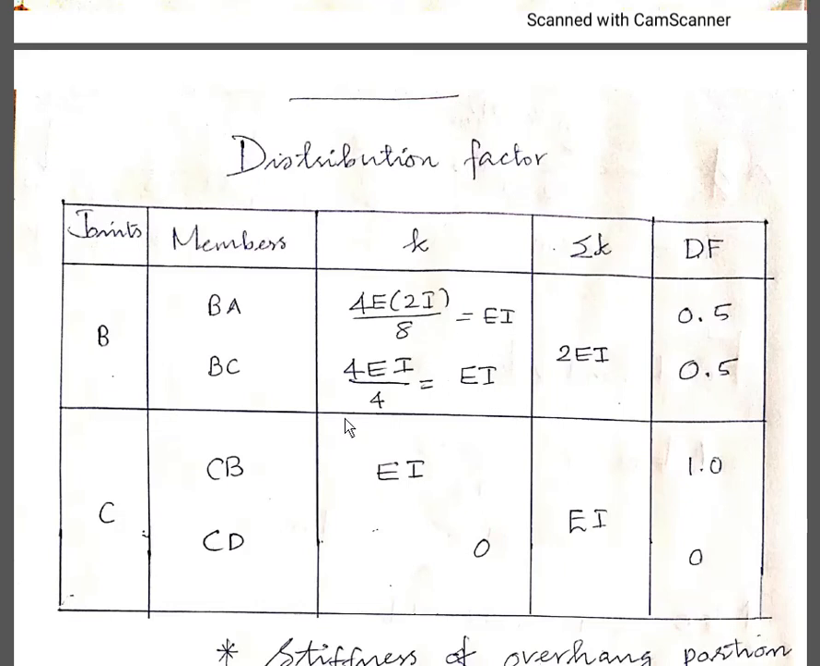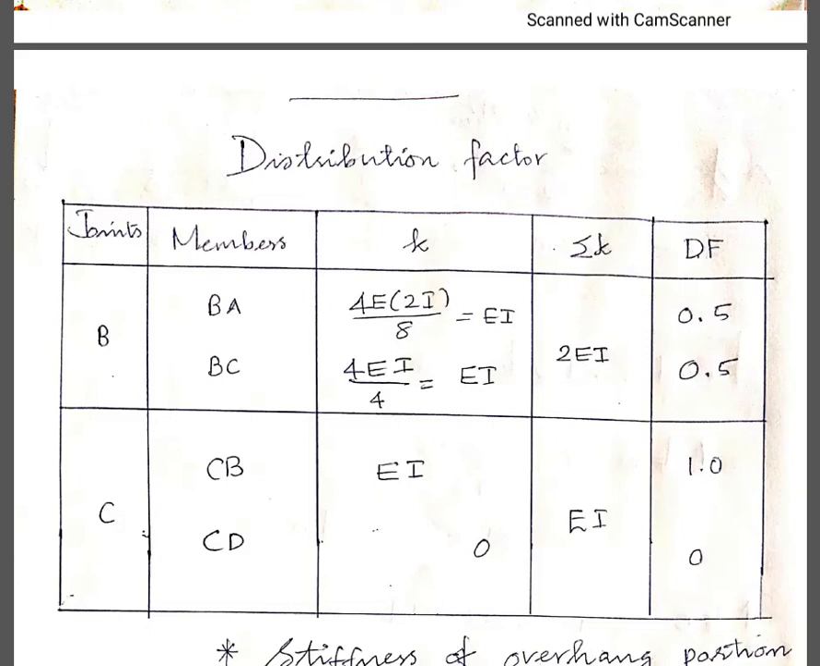and for BC it is again 4EI by L. So 4E into I divided by L. L is 4. So it is also EI. So 2EI is the sum of the stiffnesses for both the members joining at B. For BA the distribution factor is EI by 2EI, 0.5, and for BC the distribution factor is EI by 2EI, 0.5. Then we shall consider the joint C.